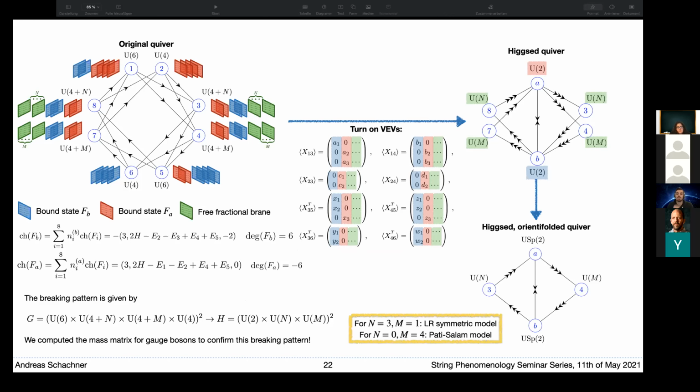Now, after orientifolding, our quiver has the structure here where the USp(2) can be simply thought of as an SU(2). And so once we assign definite values for n and m, for example, if we assign n equal to 3 and m equal to 1, this is nothing but a left-right symmetric model. Whereas for n equal to 2 and m equal to 4, this is the Pati-Salam model. And in the following, let's focus on the first choice.